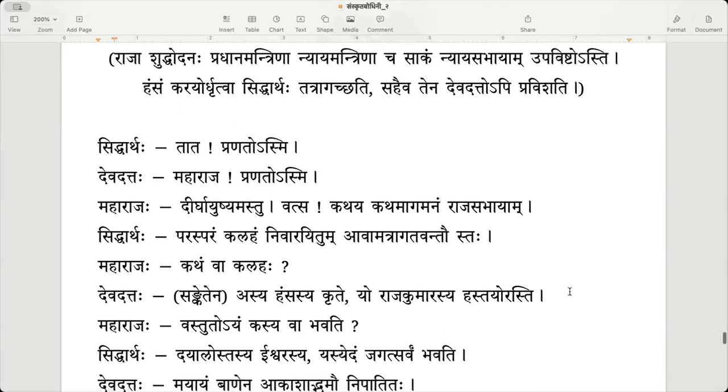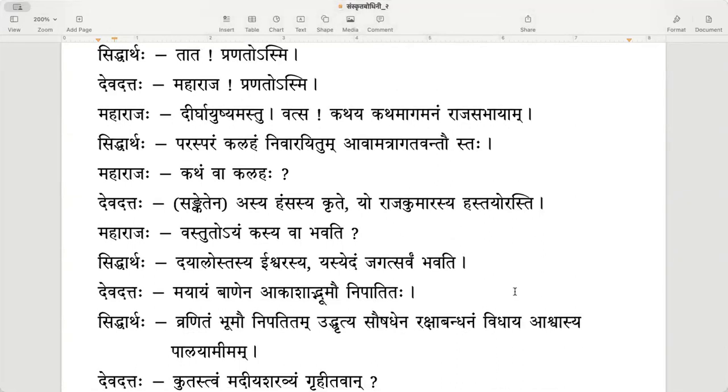Parasparam kalaham nivarayitum avam atra agatavantau staha. So we both have come here to solve the quarrel between us. Parasparam kalaham, between us. Katham va kalahaha? How is it there is a quarrel?